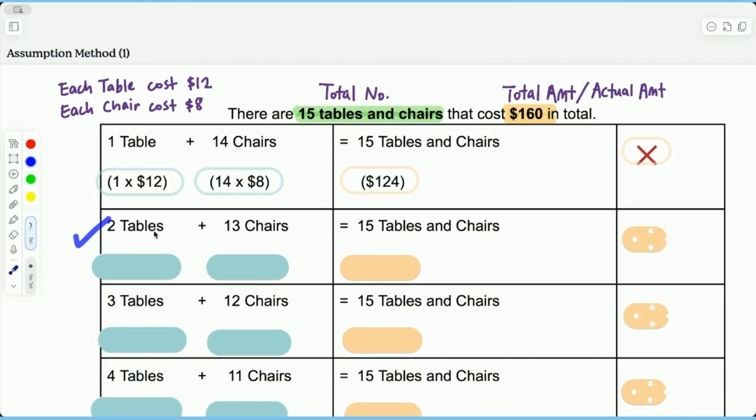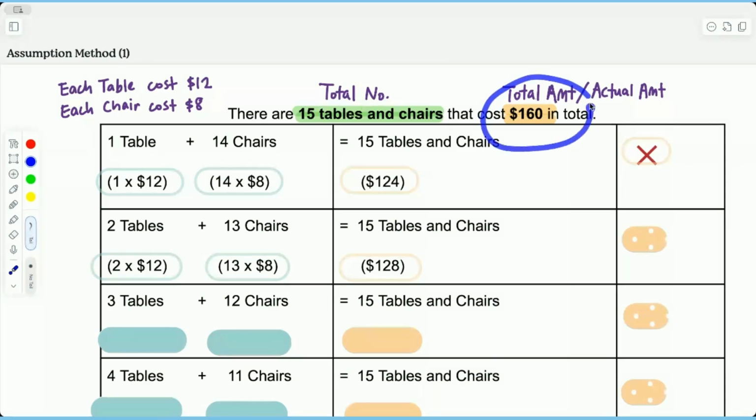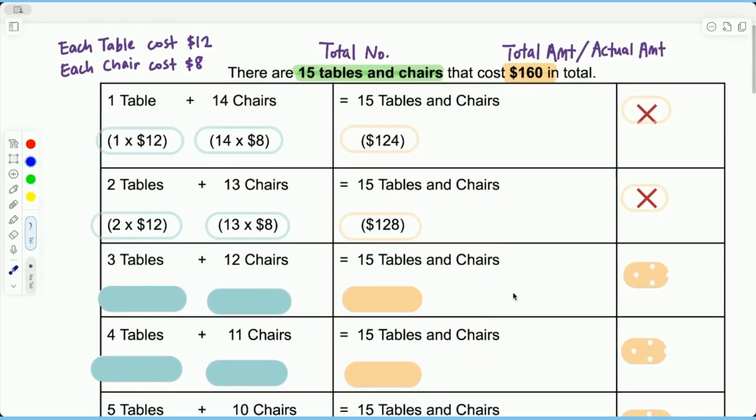Next, if we have 2 tables and 13 chairs, the total amount spent will be $128. And $128 is not the actual amount spent. $128 is not $160. Hence, we cannot use this combination as well. Let's take a look at the third possibility. 3 tables plus 12 chairs, the total cost is $132. Again, this is not the actual amount spent.